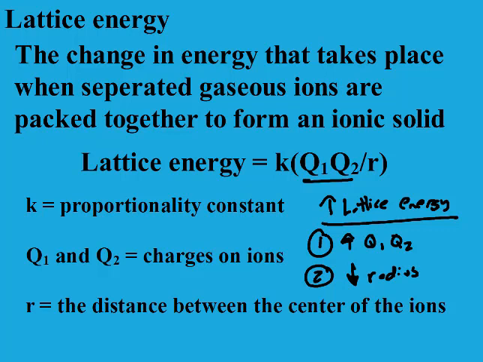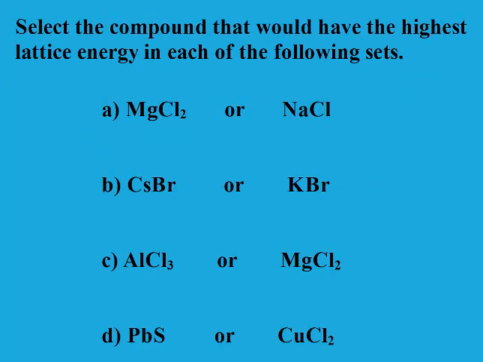So let's see what that means. For each of these 4 sets, you're going to figure out who has the highest lattice energy. That can also be worded as the more exothermic lattice energy. So the first thing I would look at is my charges. Magnesium is a +2 charge. Chlorine is a -1. Sodium is a +1, and chlorine is a -1.